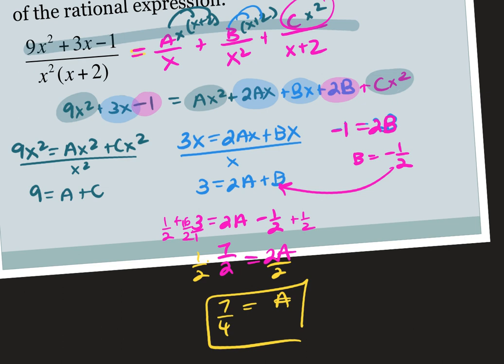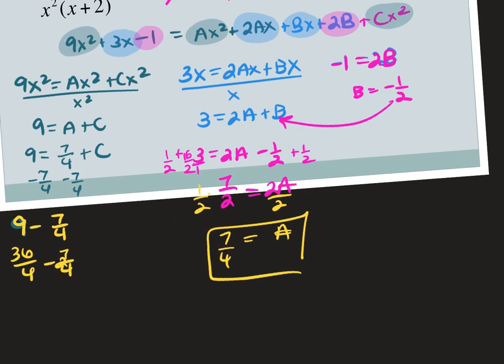And then I got to plug that one in. So 9 equals 7/4 plus c. Subtract the 7/4. 9 minus 7/4 is 36/4 minus 7/4, or 29/4.